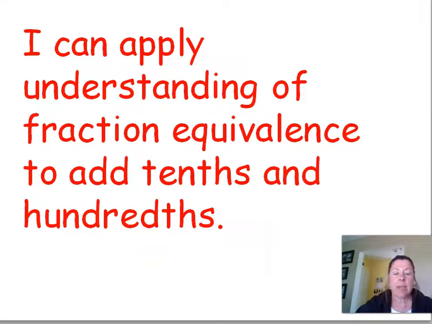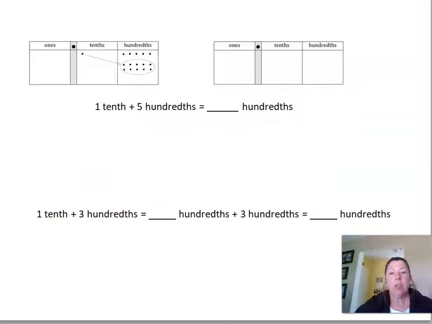Our I can statement: I can apply understanding of fraction equivalence to add tenths and hundredths. And remember that when we add fractions, it has to be apples to apples. It has to have a common denominator. So we're going to use our knowledge of that in order to add decimals. This example here is actually 1A on your problem set, and we're going to look at it together.